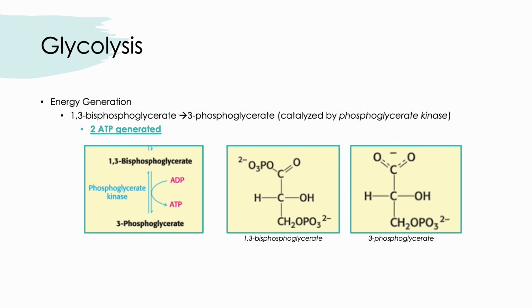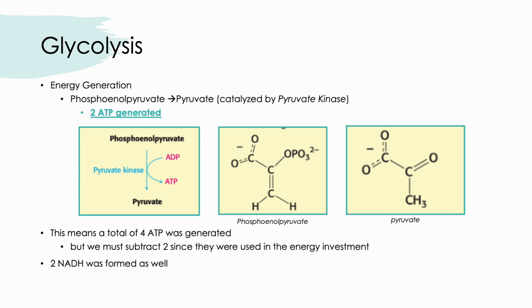1,3-bisphosphoglycerate is further oxidized to 3-phosphoglycerate by the enzyme phosphoglycerate kinase. In this reaction, ADP is phosphorylated to ATP. And again, since we had 2 cleaved molecules, we would produce 2 ATP from this reaction. Another 2 molecules of ATP is generated when phosphoenolpyruvate is oxidized to pyruvate by the enzyme pyruvate kinase, in which ADP is again phosphorylated to ATP.